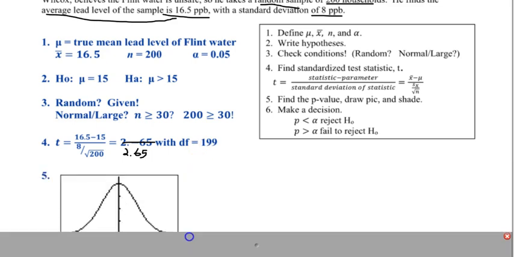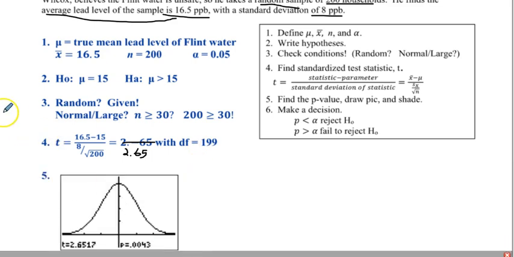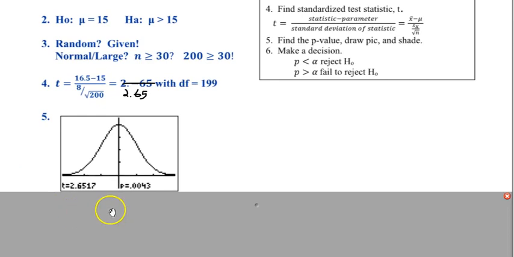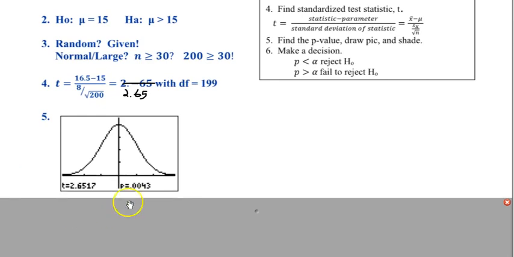All right? Number 5, we draw our distribution. 2.65 is going to be, so 1, 2, it's going to be right here. And we're going to shade right.